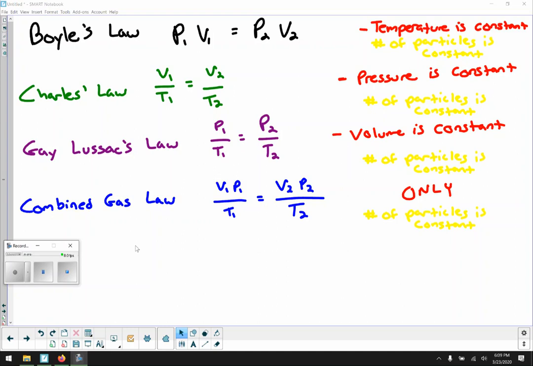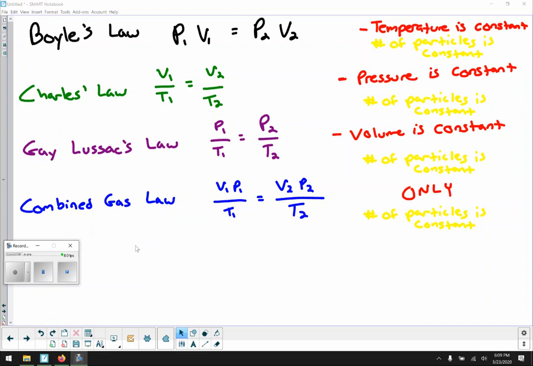Charles' law, volume over temperature equals volume over temperature, assumes that pressure is constant. So volume and temperature change, but pressure does not. Gay-Lussac's law, which is pressure over temperature in the first instance, equals pressure over temperature in the second instance, deals with pressure and temperature, and volume is constant.